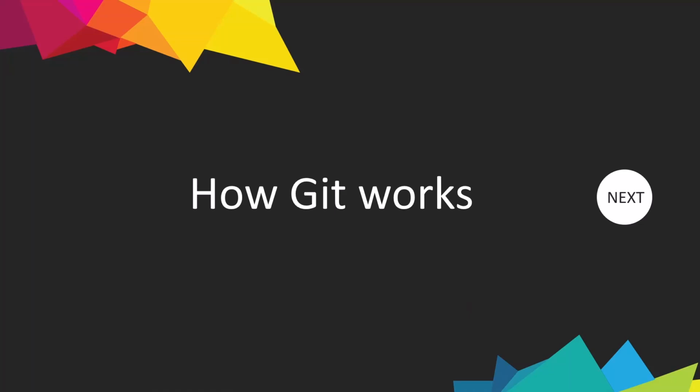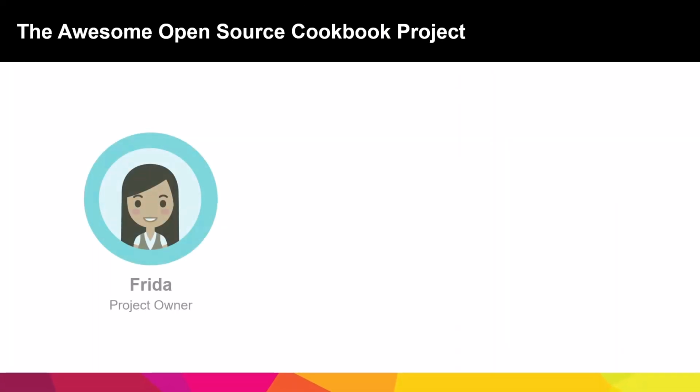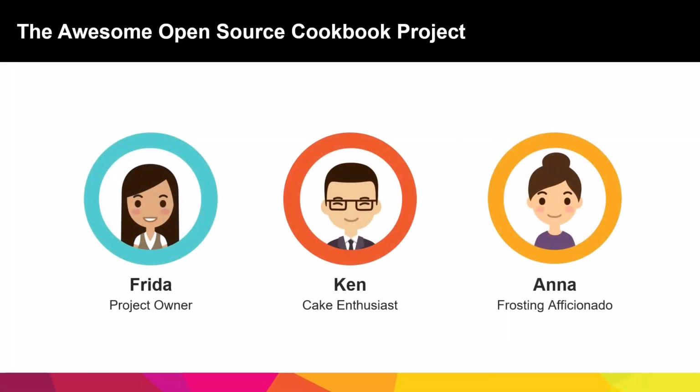I'm going to give a high-level overview, but also talk about some of the key vocabulary terms related to using Git. And in order to illustrate that, let's say we have an open source cookbook project where everyone uses Git to contribute recipes to a collaborative cookbook. And that cookbook is called Awesome Open Source Cookbook.